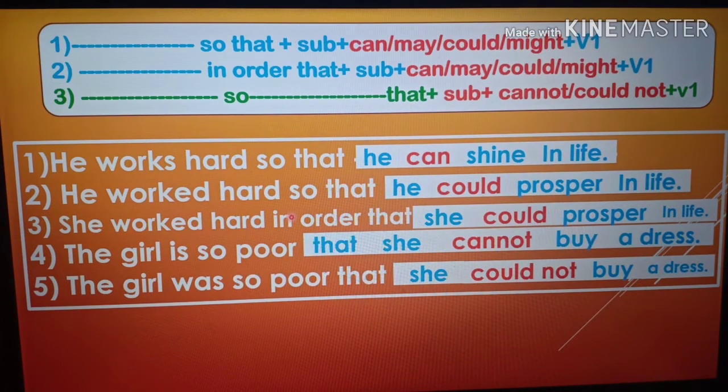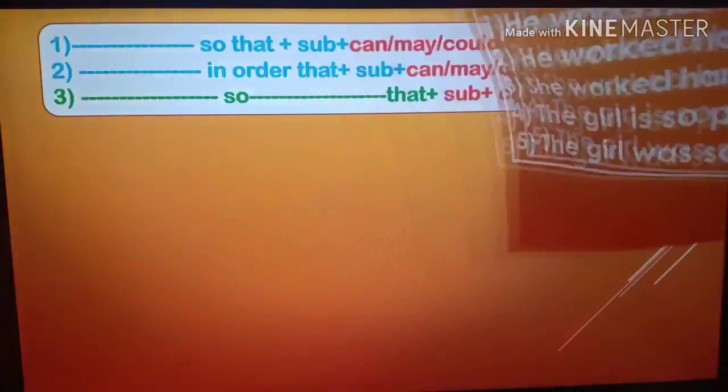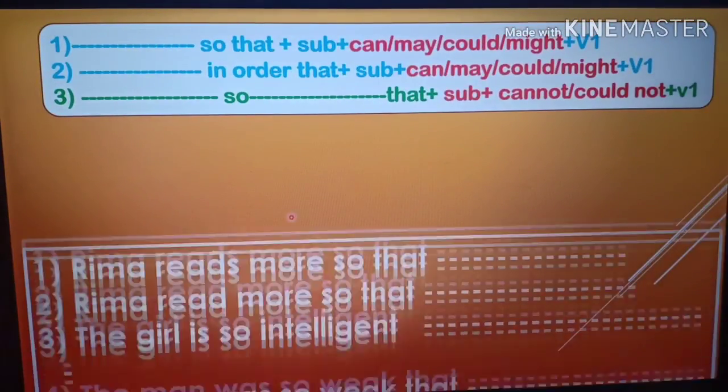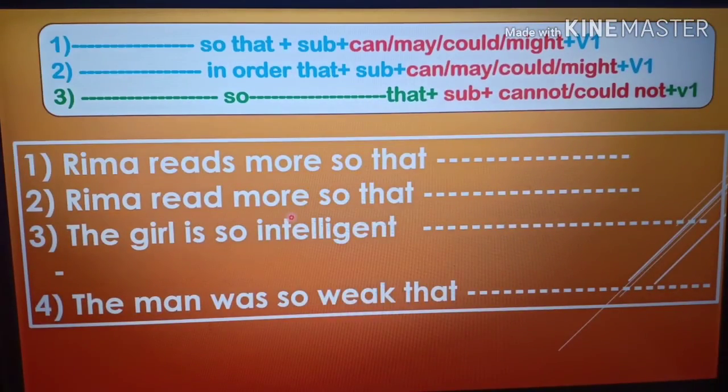So dear students, for your better understanding, I am going to give you another examples, but the rules are same. Again I have given you 4 examples. Rima reads more so that. Second one, Rima read more so that. Third one, the girl is so intelligent. Fourth one, the man was so weak that.